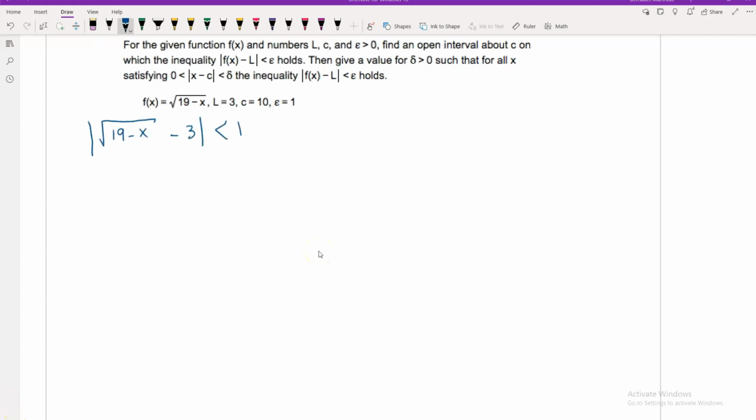Here again we have to solve absolute value of f of x minus L less than epsilon. In this case f of x is square root of 19 minus x. So we have absolute value of square root of 19 minus x minus 3 less than epsilon, which is 1. Now solve for x.